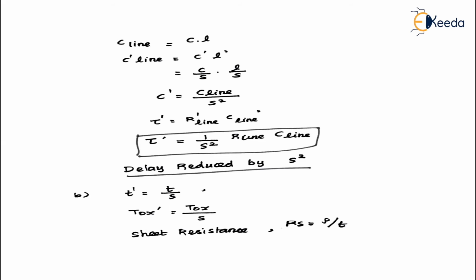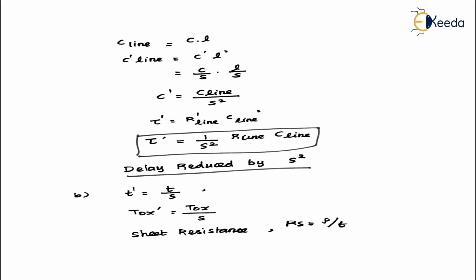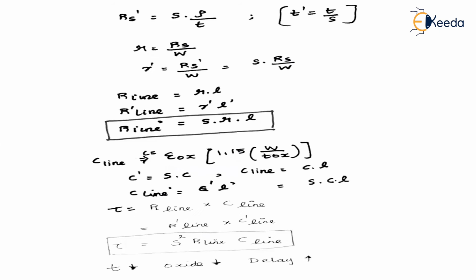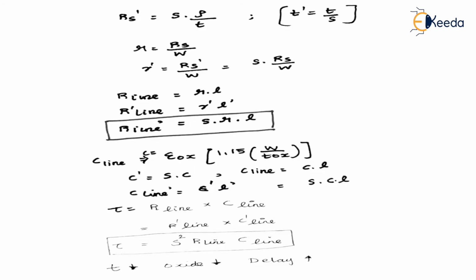Now the next thing is I'm going to touch the thickness part. If I scale the thickness as well as the oxide thickness, T dash is scaled down by a factor of S, and T ox, that is the oxide thickness, is also scaled down by a factor of S. What has happened to the sheet resistance? My sheet resistance is nothing but rho by T. So Rs dash, the sheet resistance of the newer scaled down resistance, is nothing but rho dash by T dash. What is this T dash? T dash is equal to T by S.